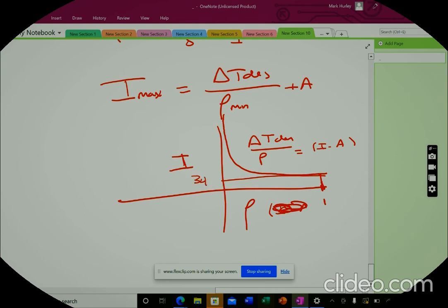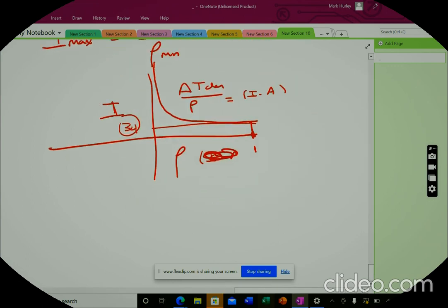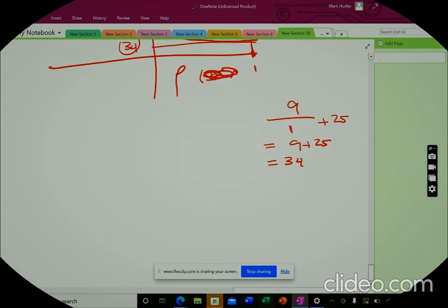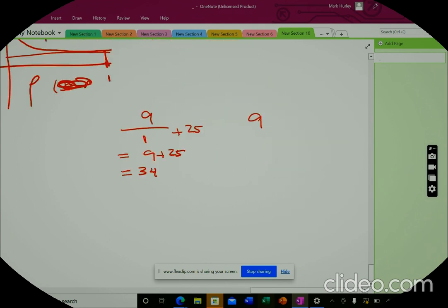I minus A approaches 34, or I approaches 34, which is the actual temperature that we're trying to design it to. The reason that works is that we had a temperature design of 9 divided by 1 plus 25, which gives us 9 plus 25, 34. But if the proportion is 0, it's undefined. It's not defined. It's infinity.